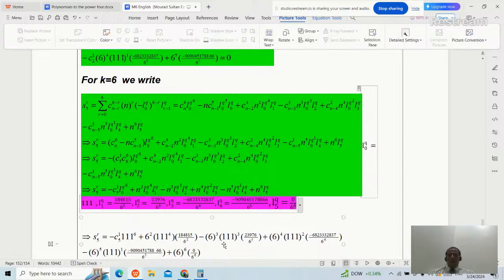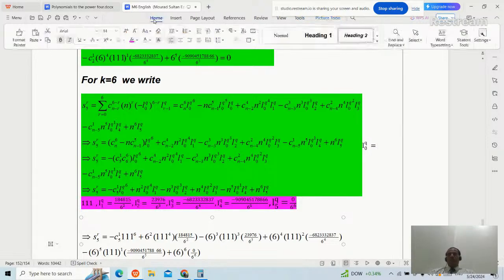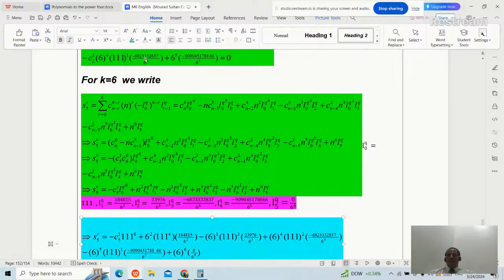We continue to calculate the value of this, learners. I wish that everyone who is watching my lecture prepares a scientific calculator, so that he can find the exact value.